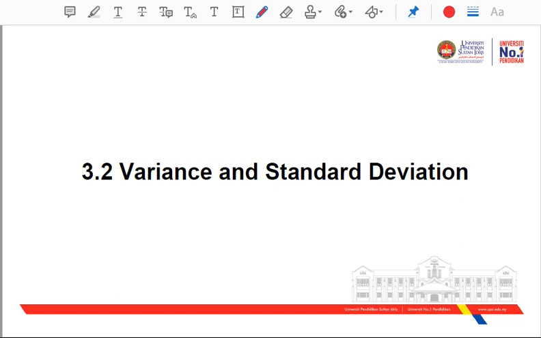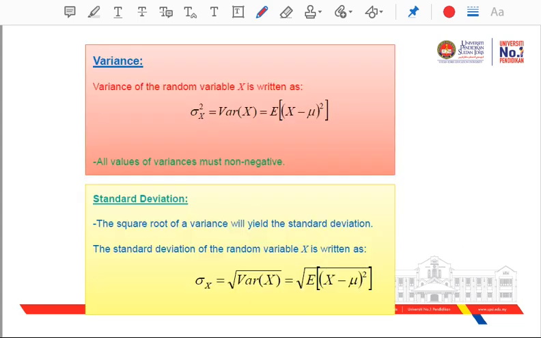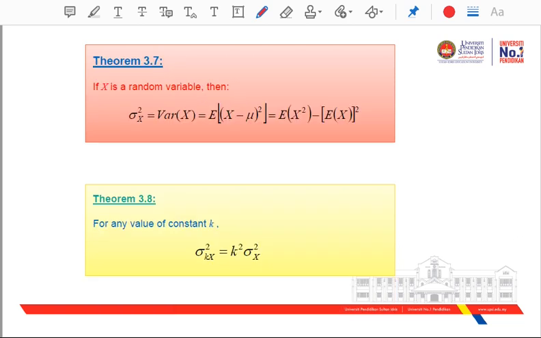Next is about variance and standard deviation. So the formula for the variance of a random variable X is basically, we can use this notation, sigma squared X, which can also be written as variance X equal to E[(X minus mu) squared]. And for the standard deviation, you just take the square root of the variance, which is sigma X instead of sigma squared. So this actually can be simplified, and you get E(X squared) minus [E(X)] squared.